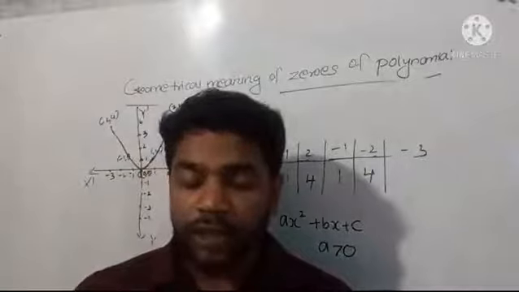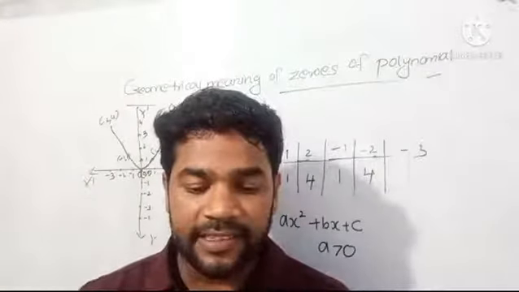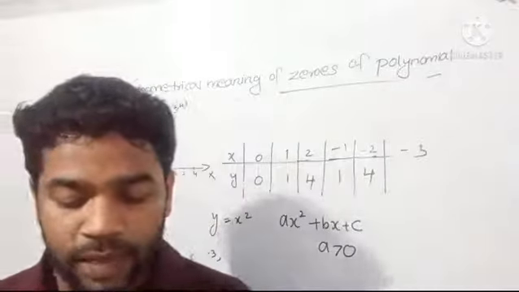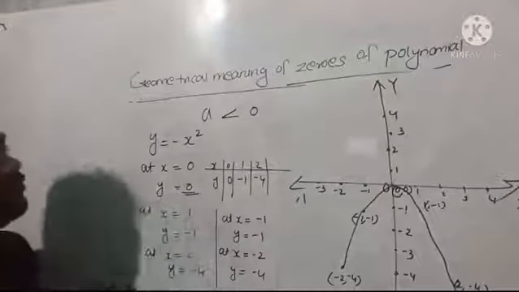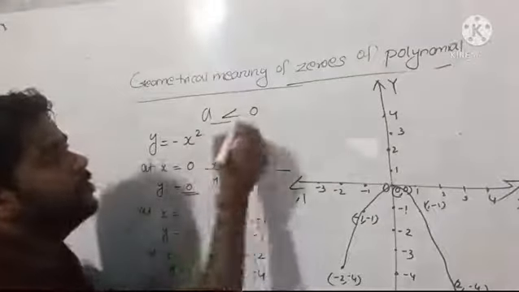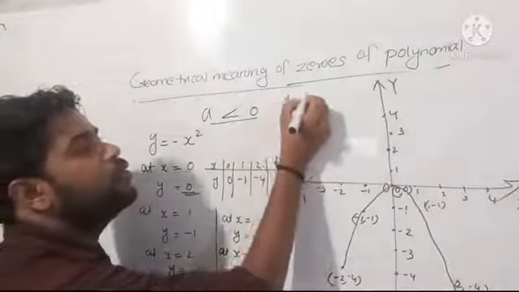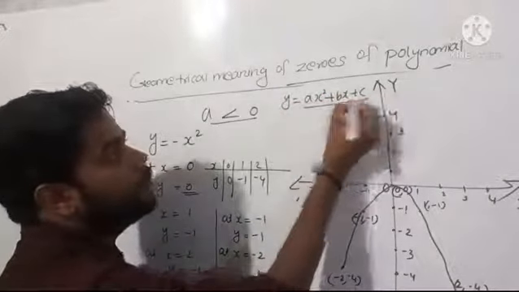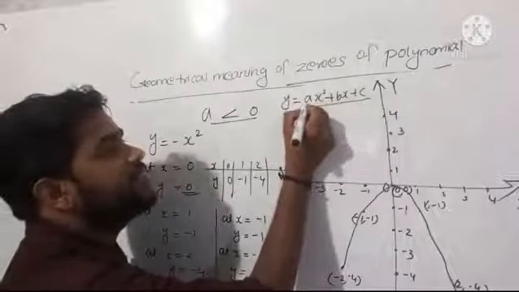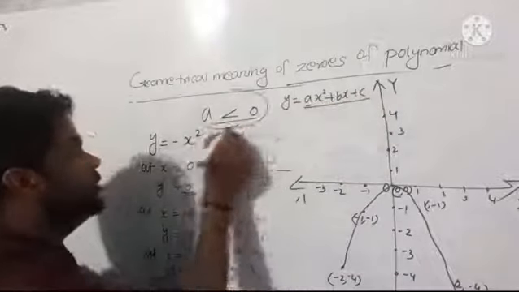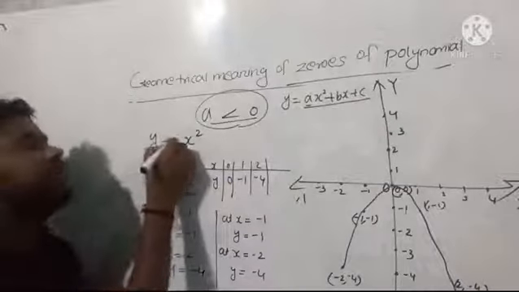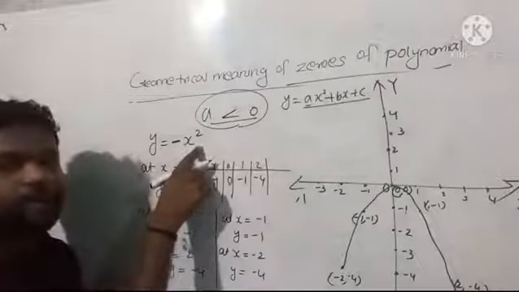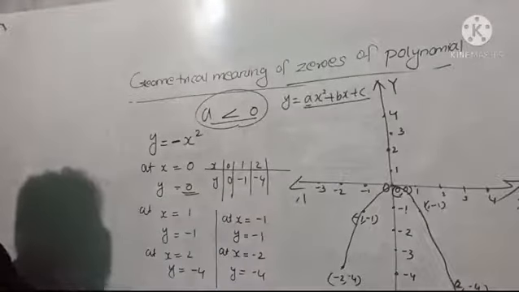A quadratic polynomial has at most 2 zeros, and its graph intersects the x-axis at a number of points equal to the number of zeros of the polynomial. Now, when a is less than 0 in the standard form of the quadratic polynomial, y equal to ax square plus bx plus c, the coefficient of x square, that is a, is less than 0. For example, y equal to minus x square. Then what is the graph of this polynomial?